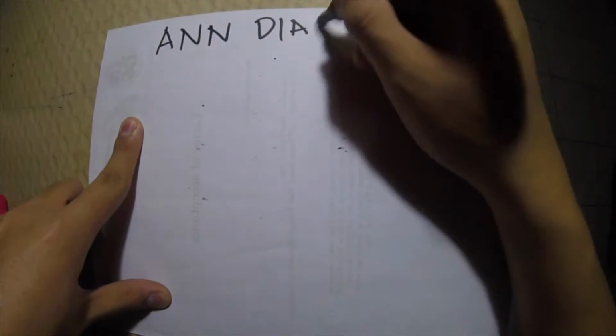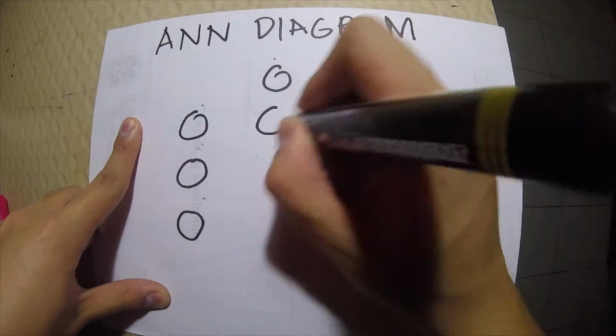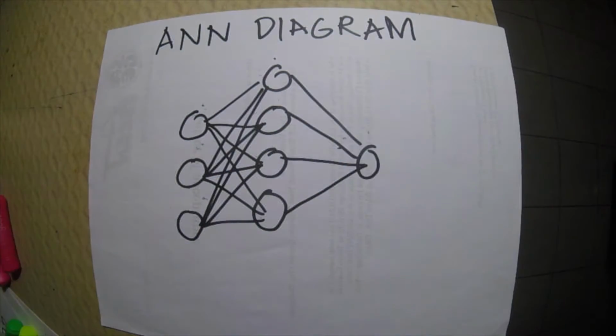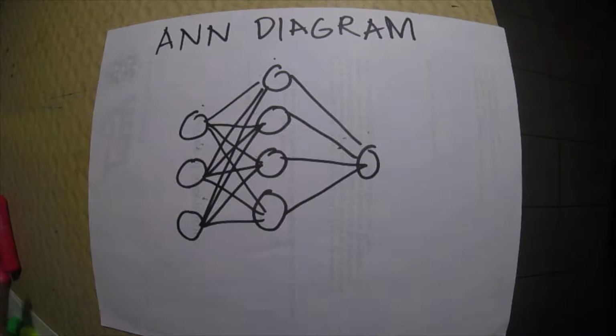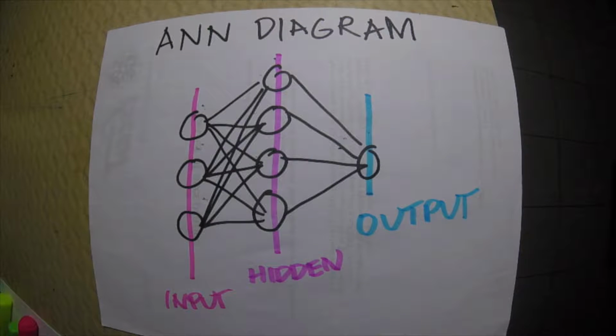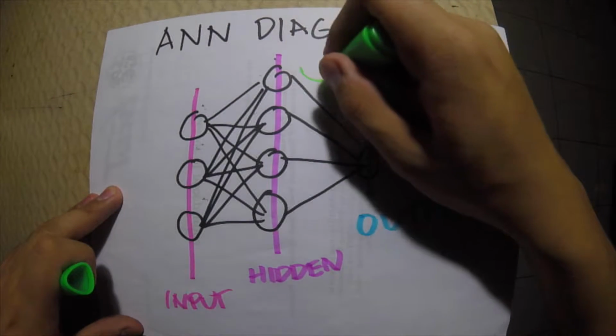Now I will be showing you the typical graphical representation for understanding ANN. This is the typical diagram in understanding ANN. This is the input layer, the hidden layer, the output layer, and these circles are the neurons. The links between them are called synapses.